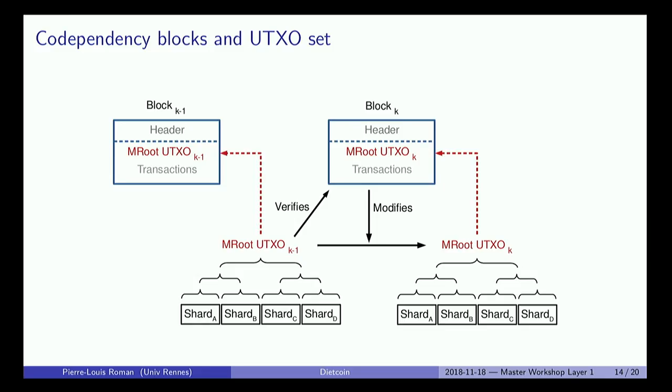And so what we do is that we actually link the UTXO set with the blocks. So you have the blocks with the update, the UTXO set with the state, and we just put the Merkle root of each UTXO set in the next block, after the block has been applied. So you have a codependency, verify and modify, between the UTXO set and the blocks.